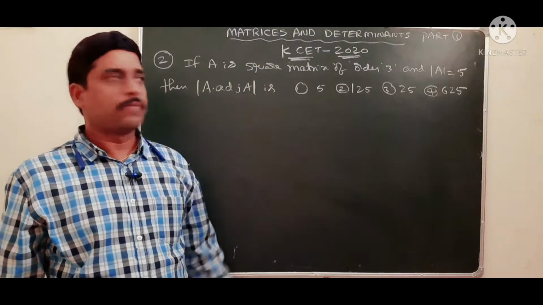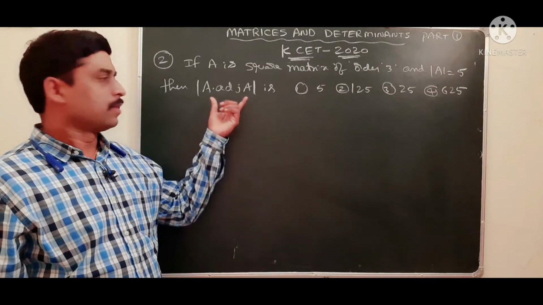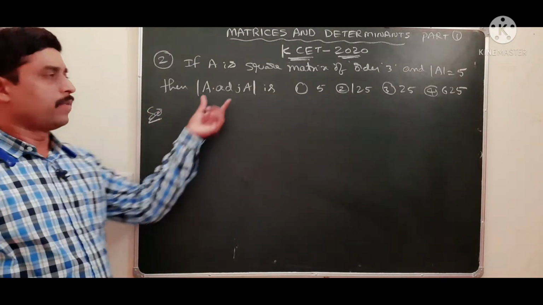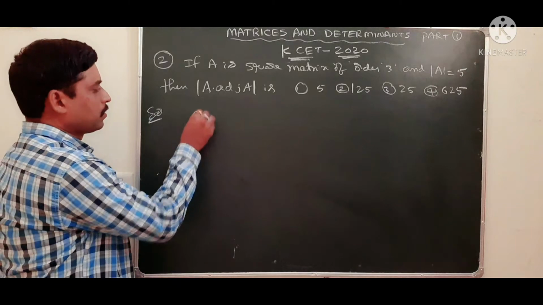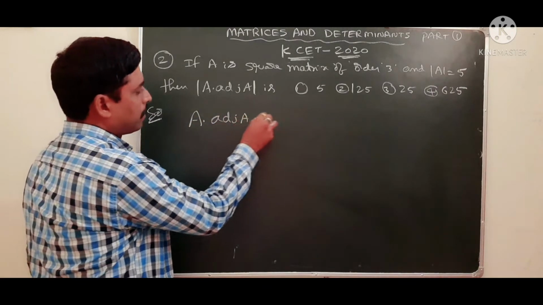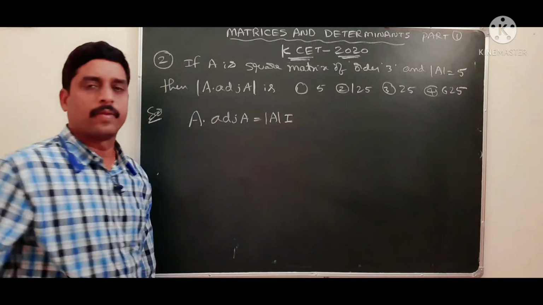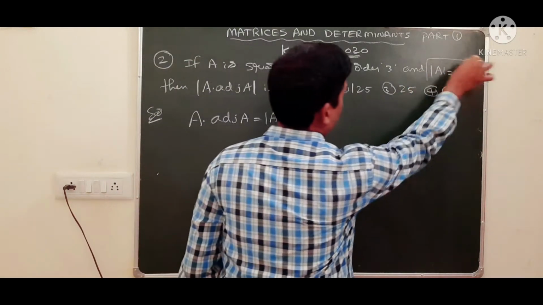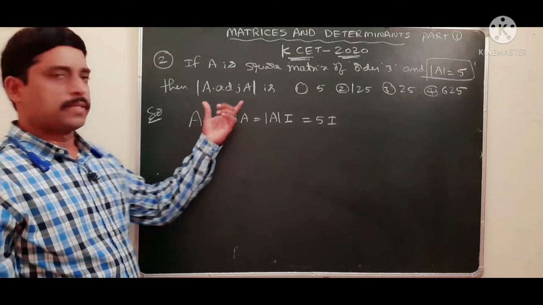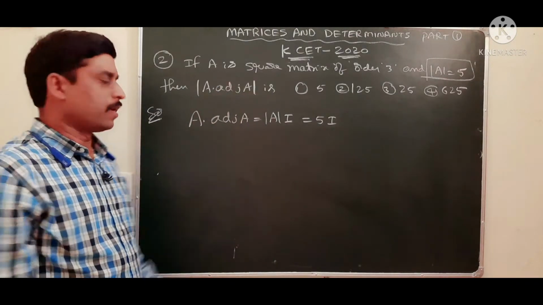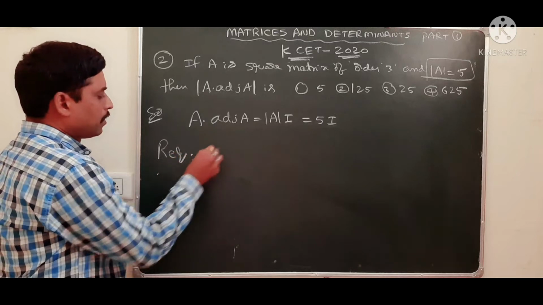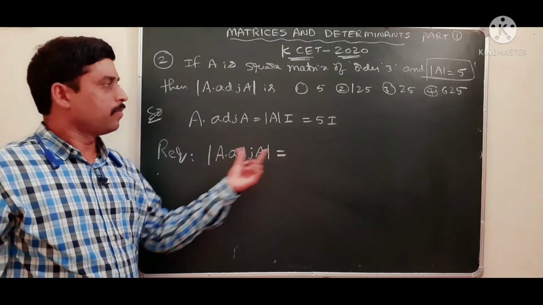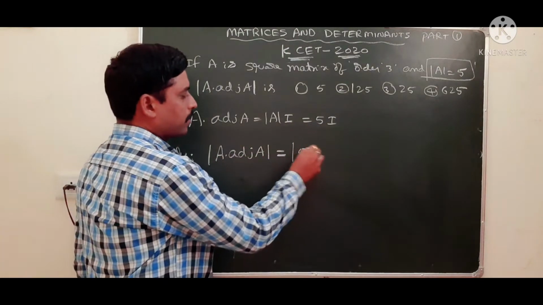If A is a square matrix of order 3 and determinant of A is equal to 5, then we have to find the determinant of A into adjoint A. We know that A into adjoint A is equal to determinant A into I. From the statement, determinant A value is given as 5, so A into adjoint A is 5I.